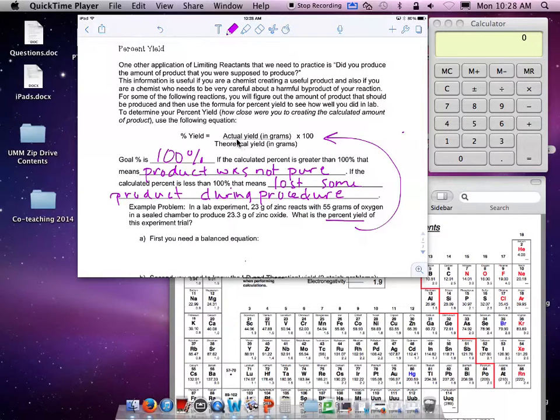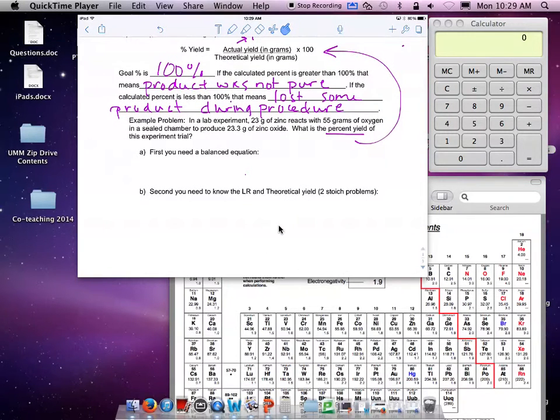Okay, well, actual is what we did in lab, right? So we know that number. So the actual is my 23.3 grams of zinc oxide. We don't know what we were supposed to get though. So in order to do this, there's a few steps you can kind of think about. What we need to know is what our chemical equation actually was.